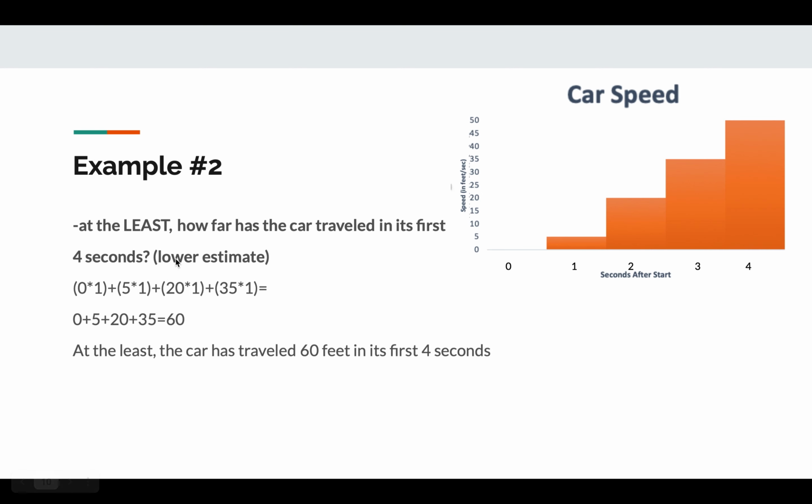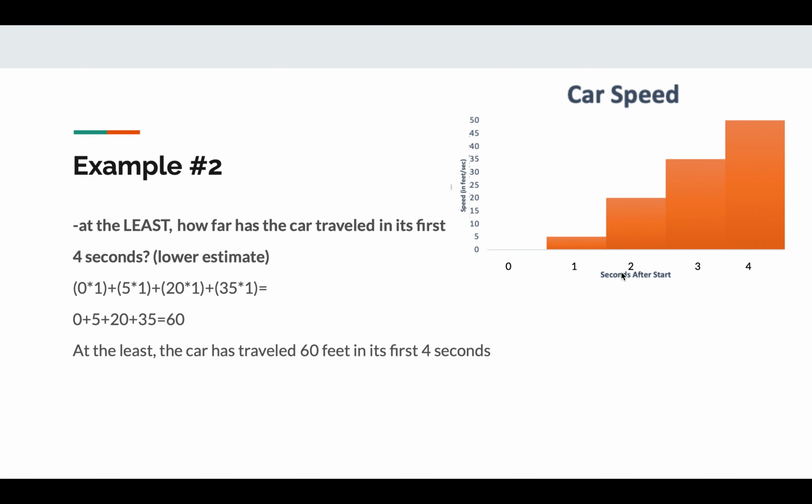Example number 2. I decided to make my own graph for this just because it's much easier to view than the other graph that I used when I introduced the concept of the graph. It's asking us, at the least, how far has the car traveled in 4 seconds? So that's asking for a lower estimate of the data. As you're looking at this, we're given a 4-second estimate. How do we figure out what the least possible distance the car could have traveled is? We're going to drop off this 4, it looks like about 50, and replace it with this 0, 0. The interval or change in t is found once again by taking higher minus lower.